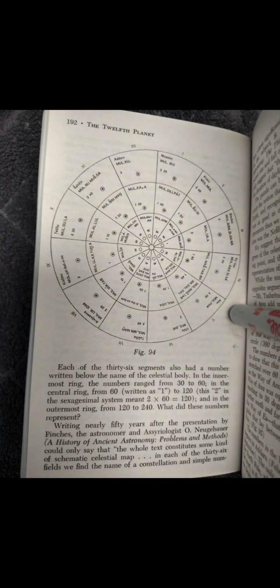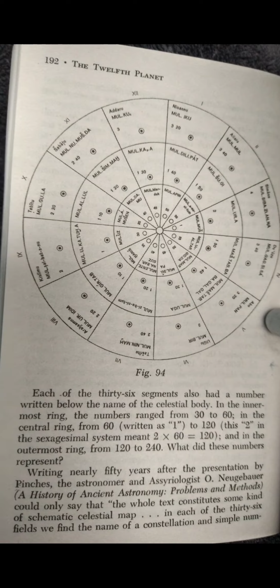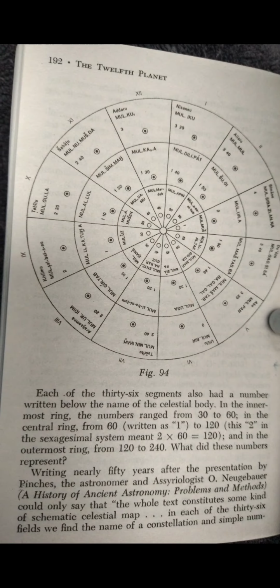Turning the page, here's figure 94 that Mr. T.G. Pinches was reporting to the Royal Asiatic Society, which was a calendar, and not just a calendar. Sitchin also said it was an astrological calendar.